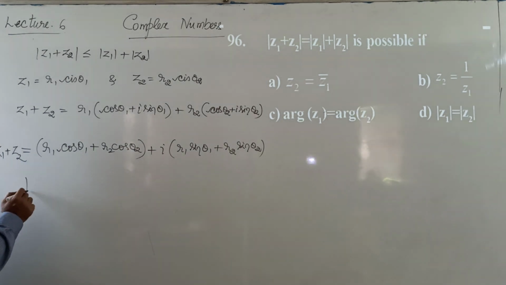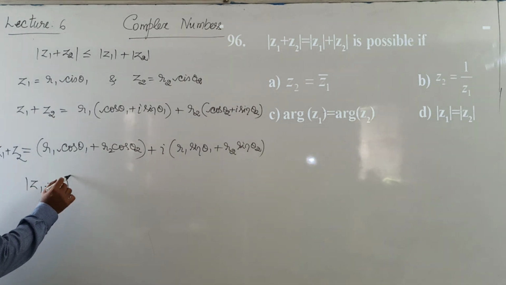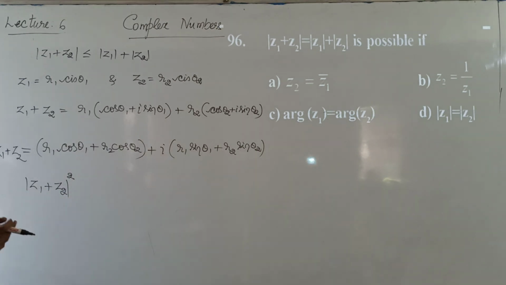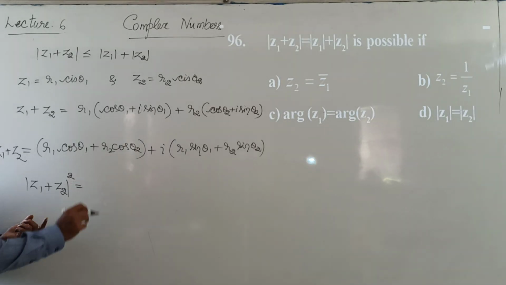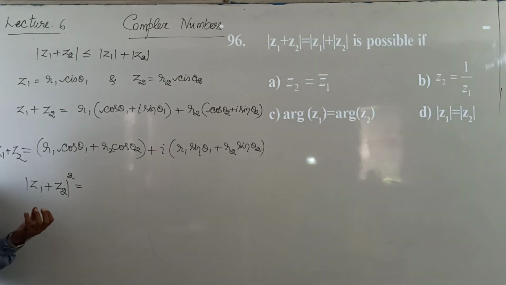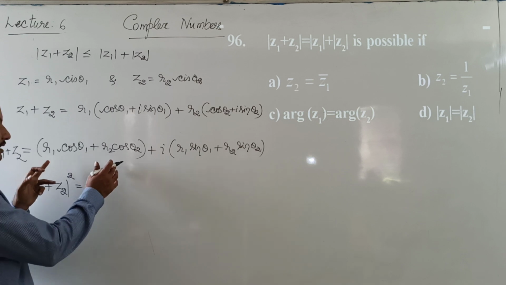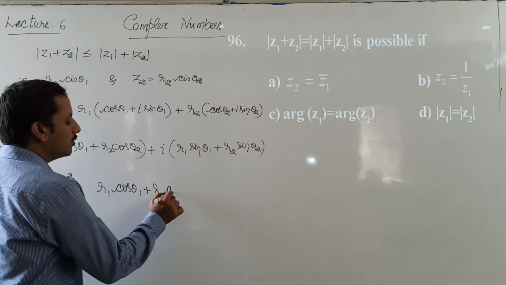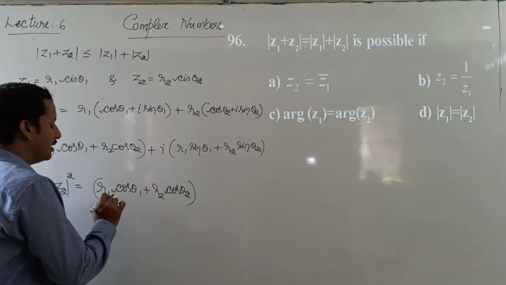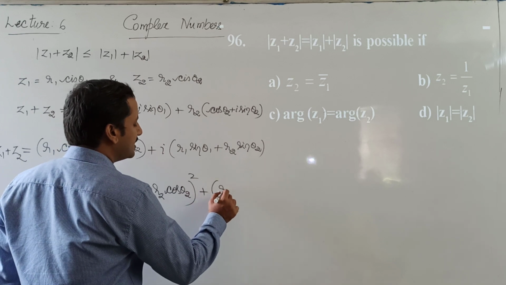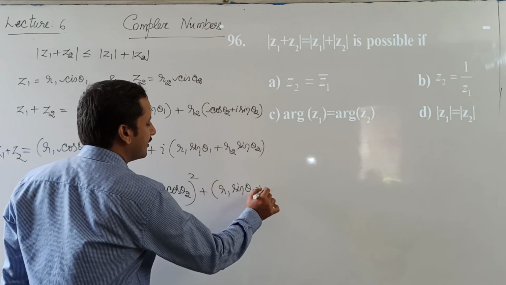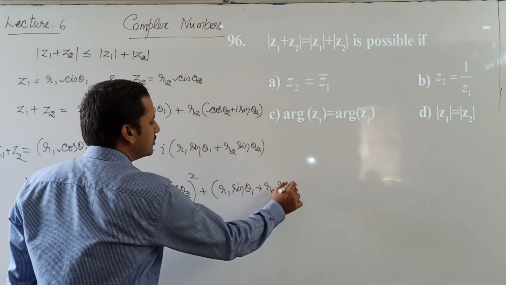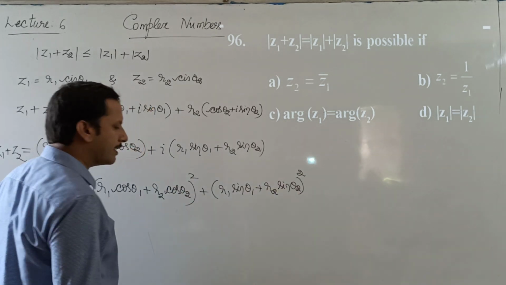Now I would like to find out the modulus of z1 plus z2. I am actually deriving a formula for modulus of z1 plus z2 whole square, then I will come back to this problem. So mod z is equal to root of x square plus y square, so mod z whole square is equal to x square plus y square. This will give you (r1 cos theta 1 plus r2 cos theta 2) whole square plus y square, that is (r1 sin theta 1 plus r2 sin theta 2) whole square.